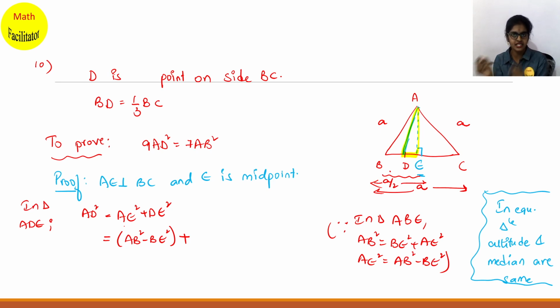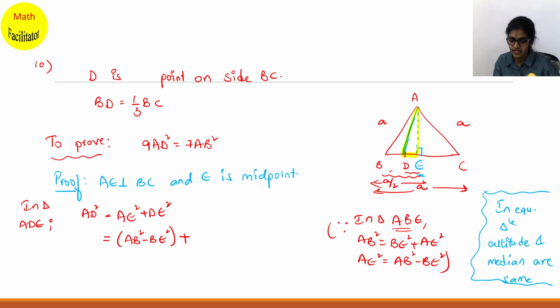Since, because this is the reason I have written this step. Like here I wrote this is the reason. Why did I write AD square is equal to AB square minus BD square? Because in triangle ABD, this is the reason, using Pythagoras theorem. Now see DE. See this DE. How can I get DE?